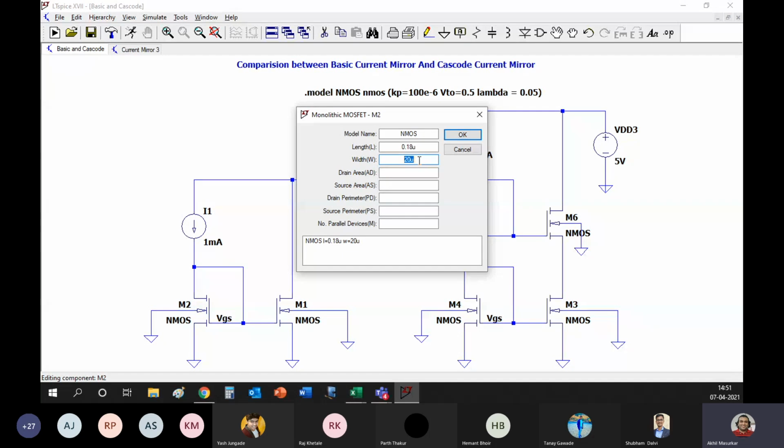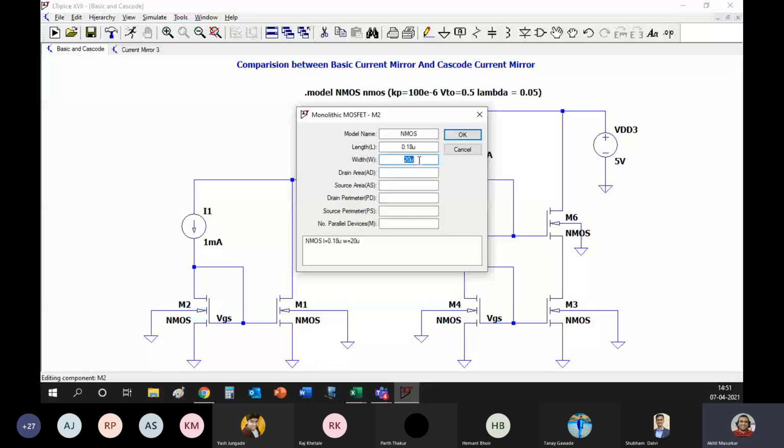You can see in width I have written 20 micro, meaning 20 and u. And in the length I have written 0.18 micron. Actually, what is this 0.18? This is a technology in IC design. It is called orbit technology. It is an old technology, but it was in use before.